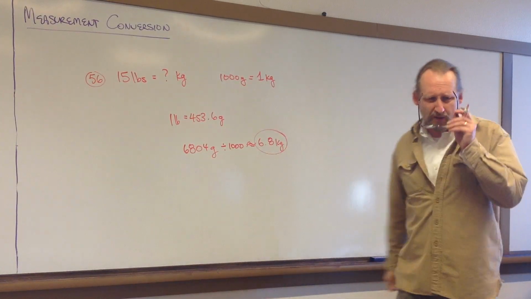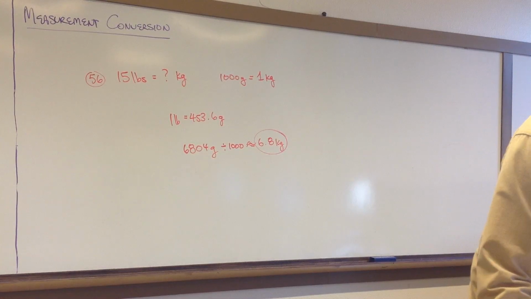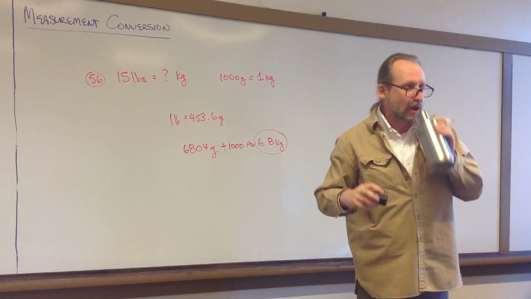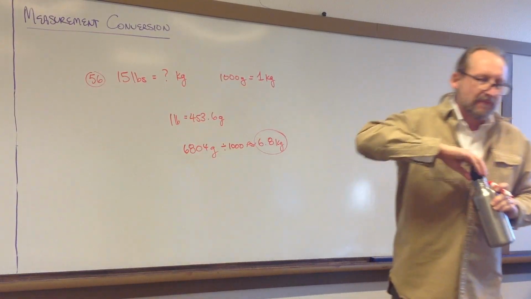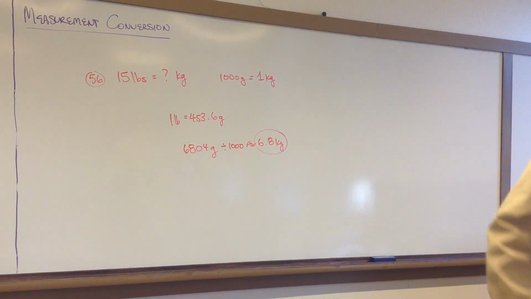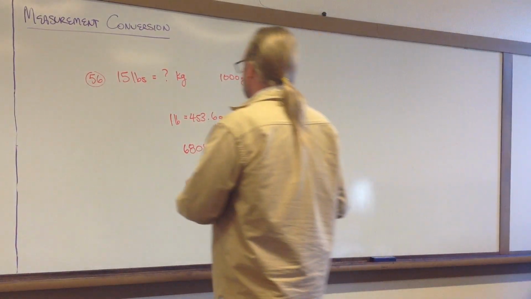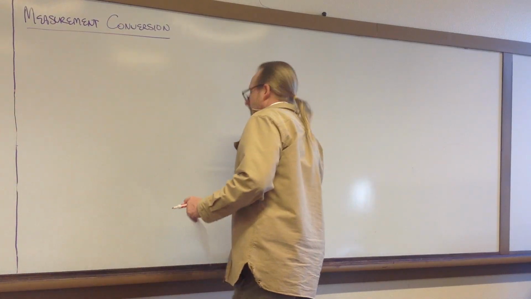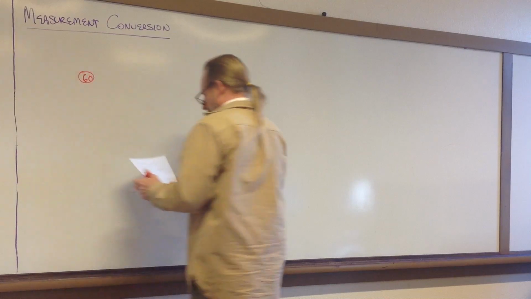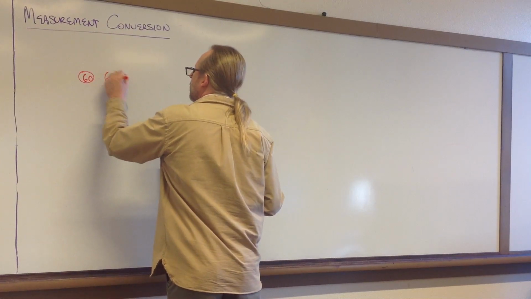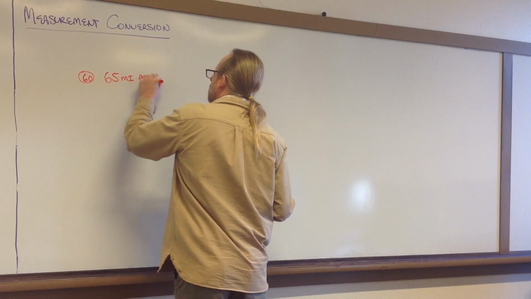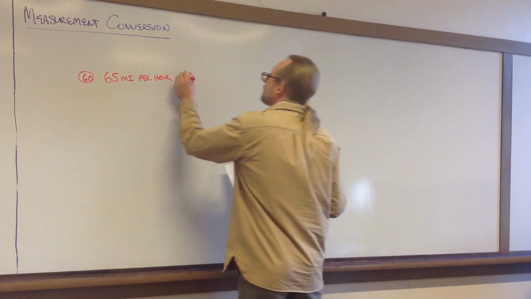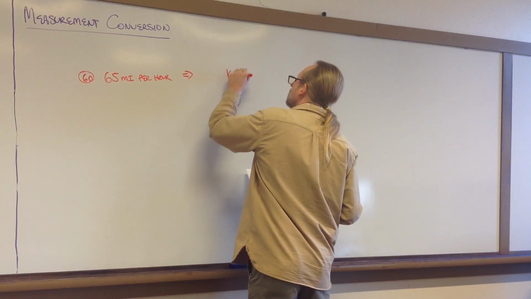Okay, well, let's look at a few more of these problems here. Problem 60. Got 65 miles per hour, and I'm going to write that out. And we want to change this into kilometers per hour.